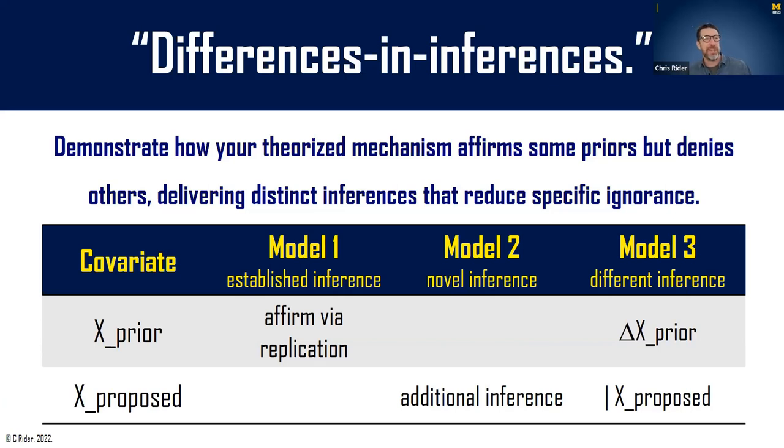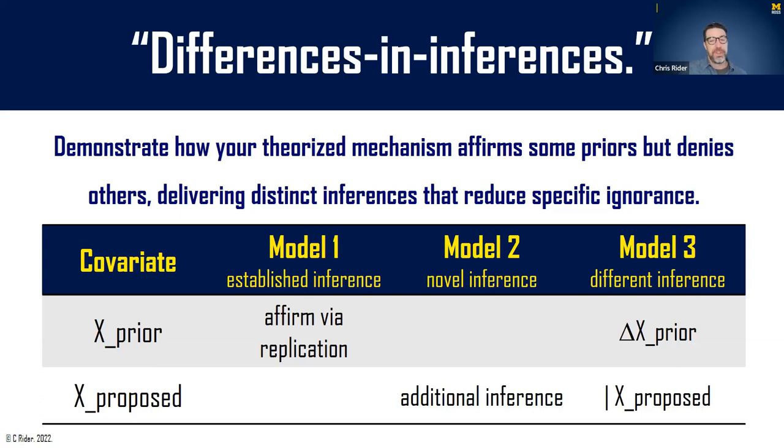So what we do here is we're trying to relate our work to prior work. That is, I have a theorized mechanism, but before I can demonstrate support for my favorite mechanism, I want to affirm some of the reader's priors, the audience's priors. Establish, yes, that's right. Just like in Goldfarb 2012, in model one, I want to affirm the audience's priors about X prior. Through replication, there's an established inference.